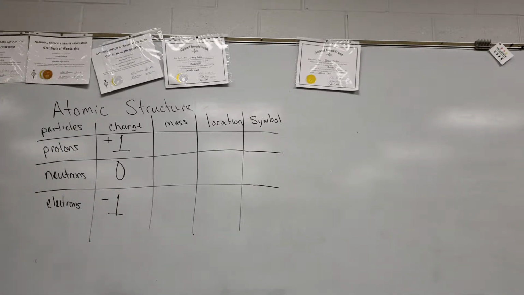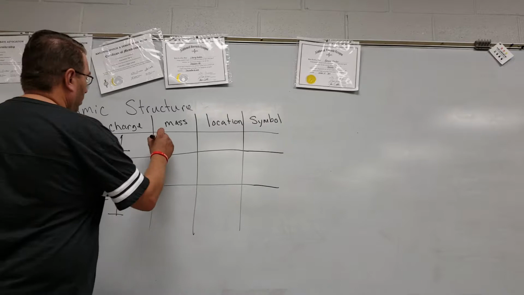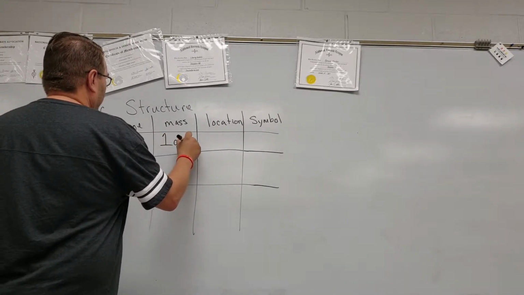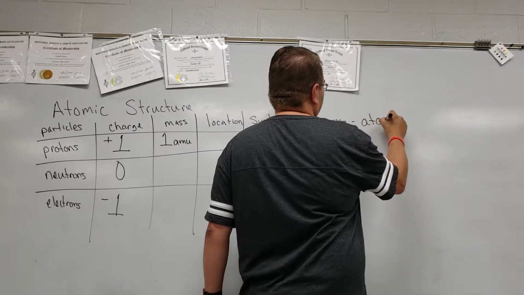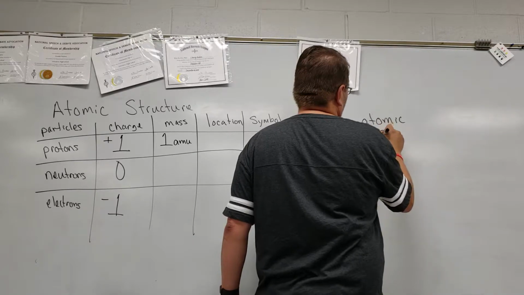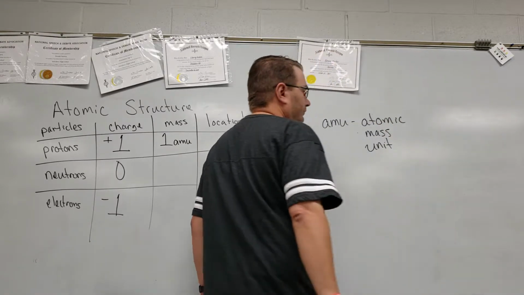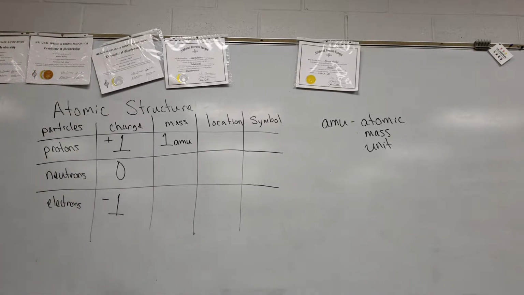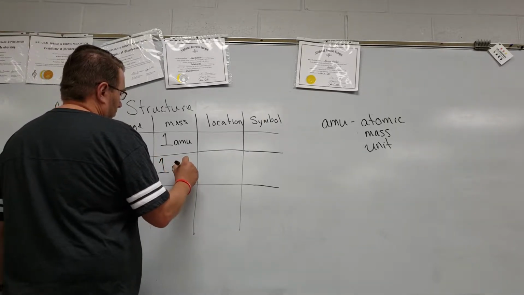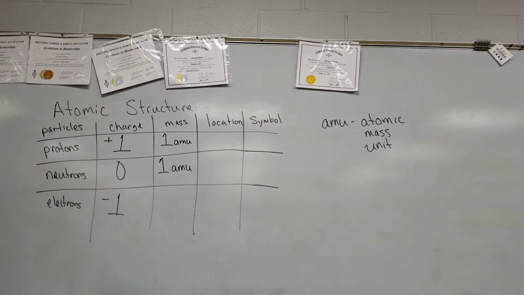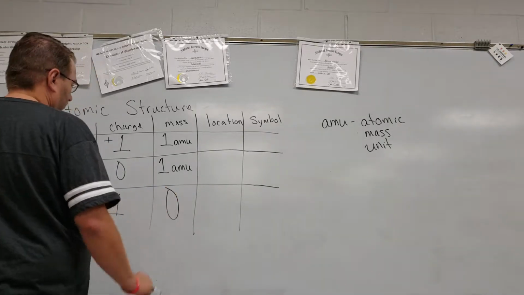What is the mass of a proton? 1 AMU. AMU stands for atomic mass unit. What's the mass of a neutron? 1 AMU. What's the mass of an electron? 0.